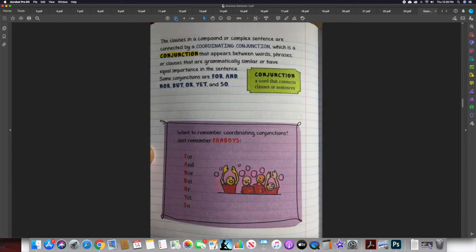Clauses in a compound or complex sentence are connected by a coordinating conjunction, which is a conjunction that appears between words, phrases, or clauses that are grammatically similar or have equal importance in the sentence. Some conjunctions are for, and, nor, but, or, yet, so: FANBOYS. I've done TikToks about FANBOYS. I've done Instagram posts about FANBOYS, and I've talked about it in the ACT practices we did yesterday. When you are making a compound sentence, you have to use one of these coordinating conjunctions. FANBOYS.